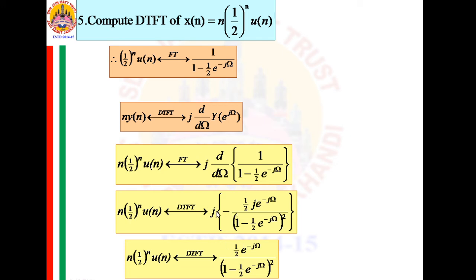So this j, when you multiply inside, this j into this j becomes minus, and this minus will get cancelled. So the DTFT of n times (1/2)^n u[n] is (1/2)e^(-jΩ) divided by (1 − (1/2)e^(-jΩ)) whole square.